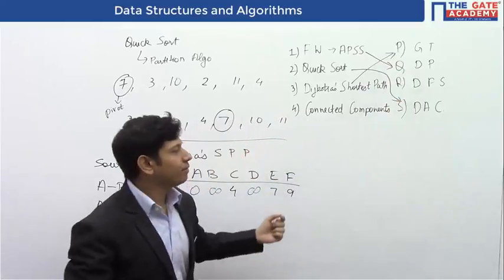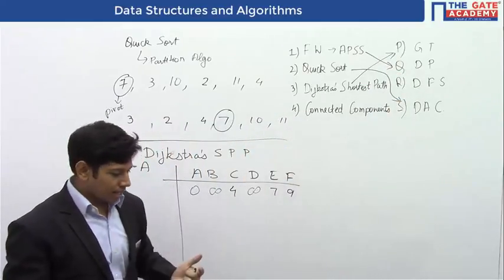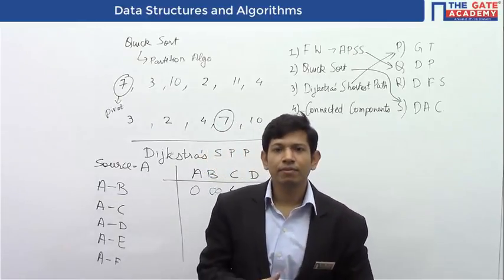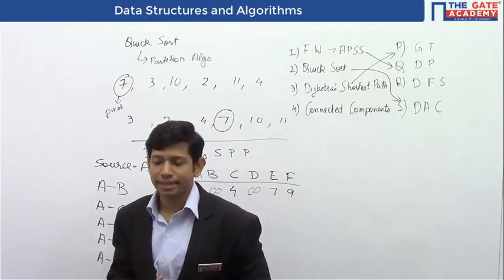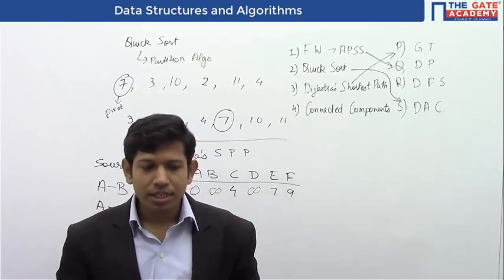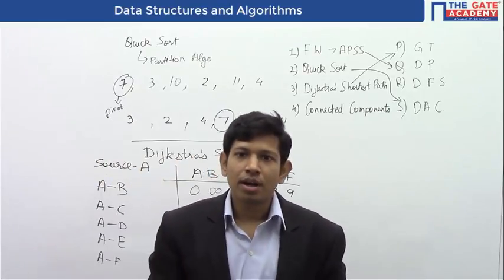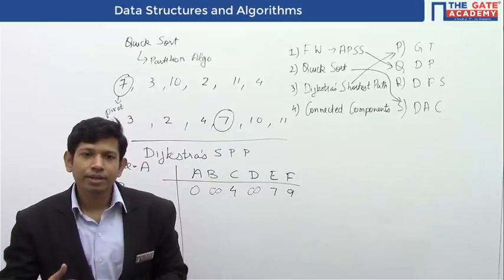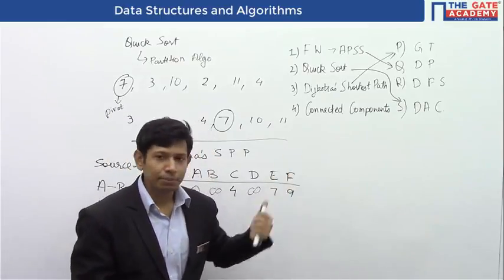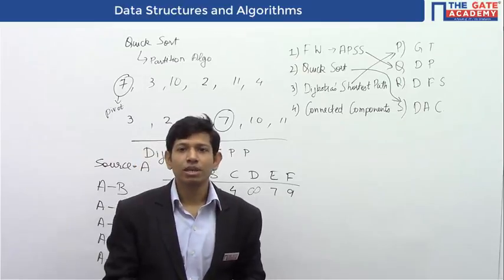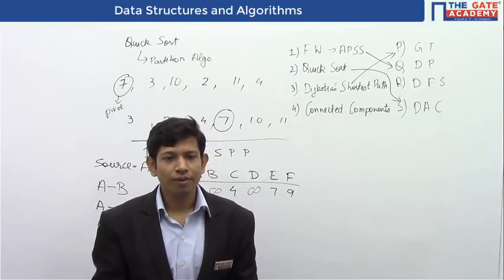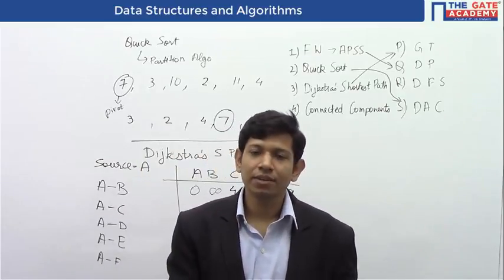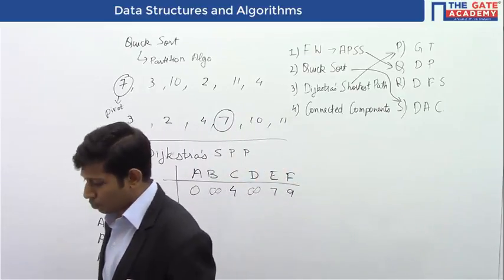And last we have connected components. Now how do we find connected components in a graph? First we see how many ways we can do it. We can use two ways: either depth first search or breadth first search to find the connected components. How do we use BFS and DFS to find the connected components?